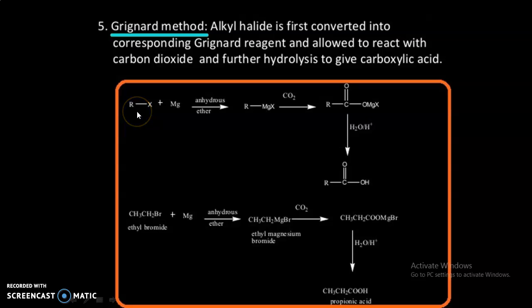RX, alkyl halide, when treated with magnesium in the presence of anhydrous ether, gives RMgX, that is Grignard's reagent, which on treatment with carbon dioxide gives a complex. This on further hydrolysis gives carboxylic acid. See the example: ethyl bromide, magnesium, anhydrous ether. The reaction proceeds to form ethyl magnesium bromide, which on treatment with carbon dioxide forms this magnesium bromide complex, which on hydrolysis gives propionic acid.